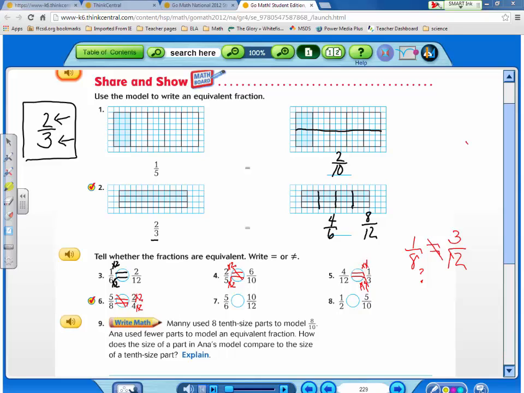That is a strategy that we started to look at, that those denominators must be multiples of the smaller number. I hope these little strategies help.